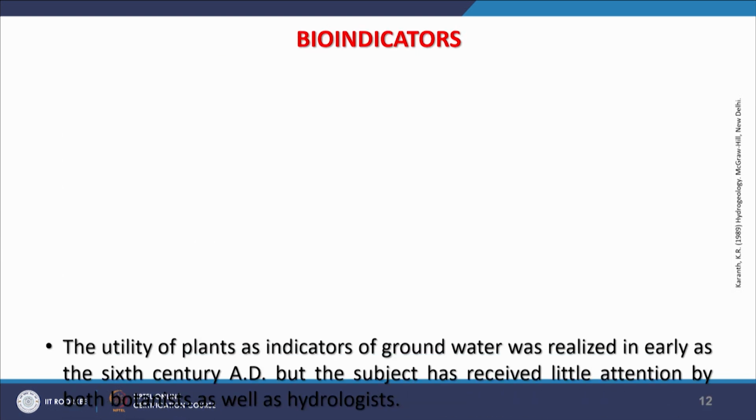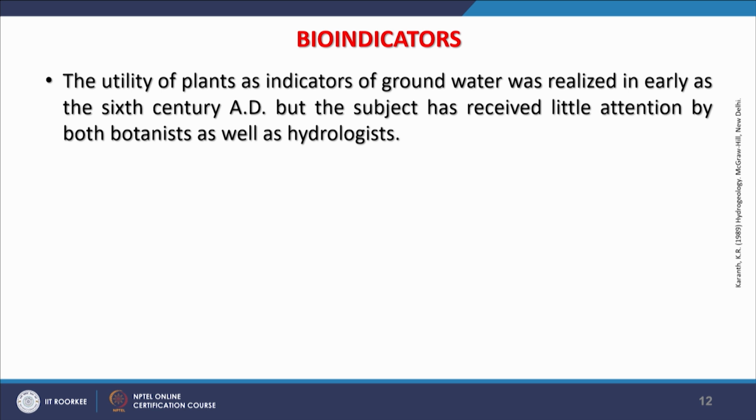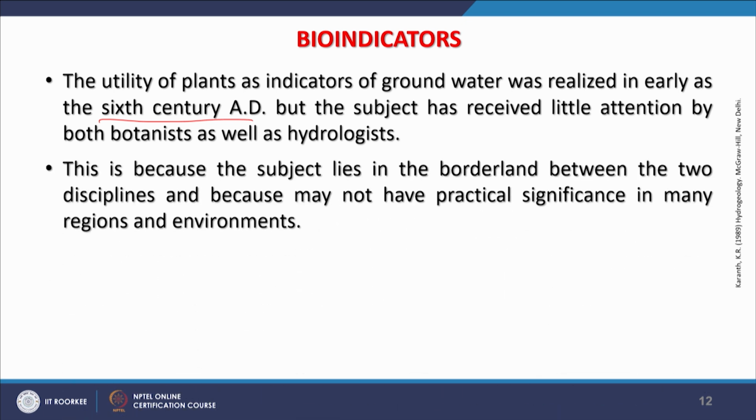Now, the last part of this discussion is about the bioindicators. What are the bioindicators? That is the utility of plants or trees or bushes and other things which indicate the groundwater conditions or water table conditions, which was realized much earlier, in the 6th century AD. But the subject has not received much attention either by the botanist or by the hydrologist, because these bioindicators sometimes are not reliable at all, and that is why much attention was not paid.